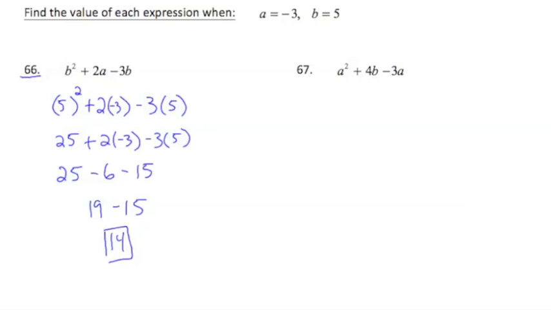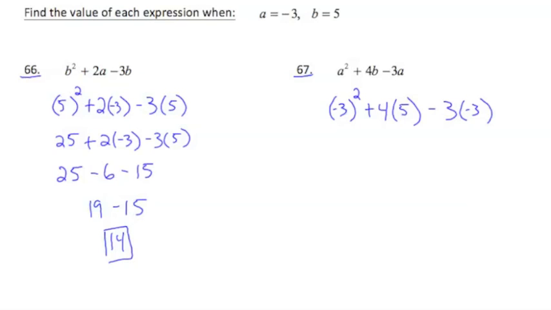Okay, with question 67, I'll have you pause the video player and work this question out. When you get done working it, hit play to see how you did. All right, question 67. We'll start again with some open sets of parentheses. All right, now I'm going to substitute the values. A was negative 3, B was 5, and then again A was negative 3.